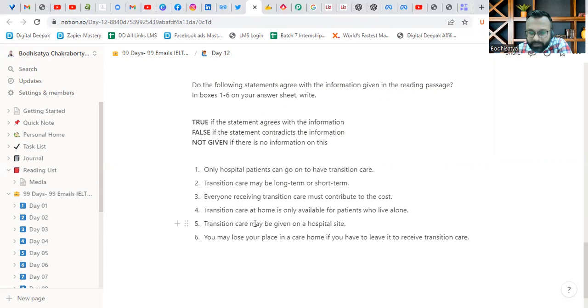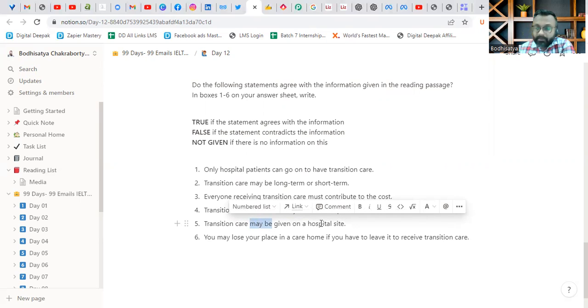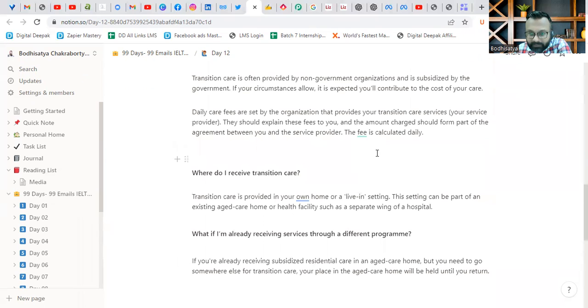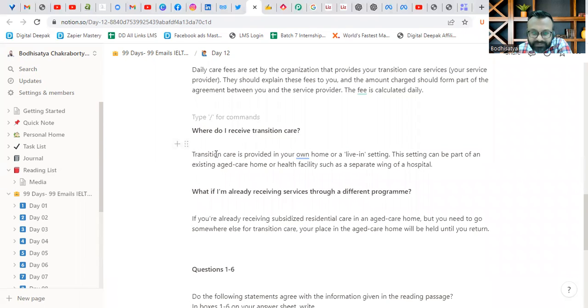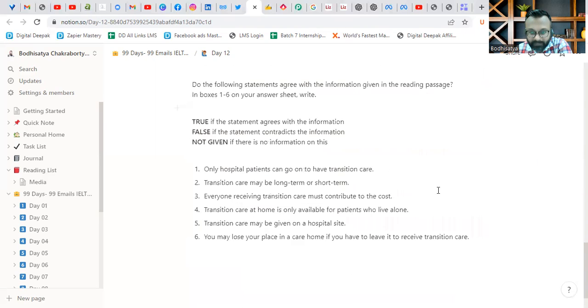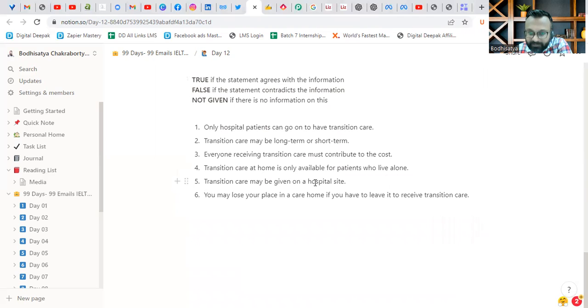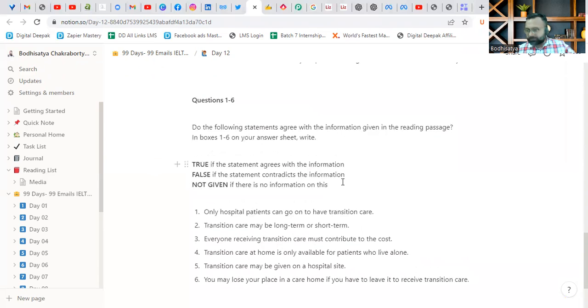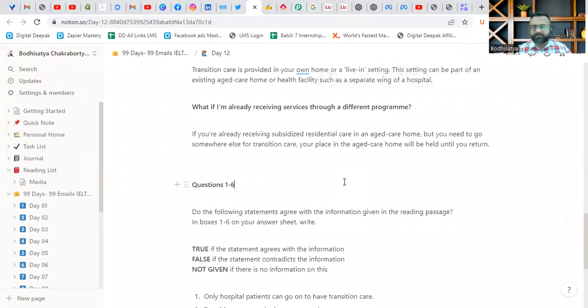Now, the key words over here are may be given. It is a possibility that transition care will be given at a hospital site. Now, let us have a look at this particular statement. Transition care is provided in your own home or a live-in setting. This setting can be part of an existing aged care home or health facility, such as a separate wing of a hospital. The question here is transition care may be given on a hospital site. It is a hospital site, but a separate wing. That is the only difference. It doesn't make any difference actually, because it is a part of the hospital.